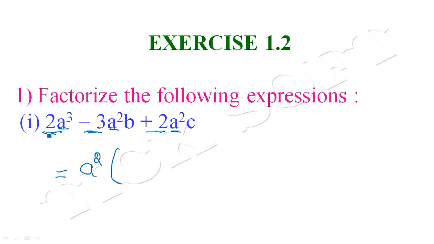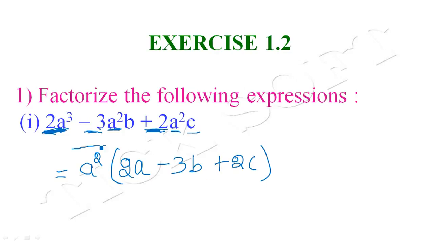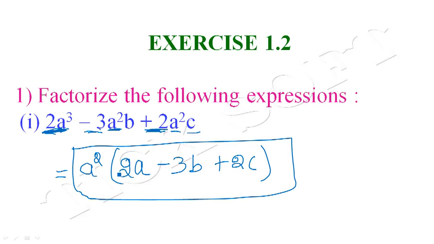If we take out a square, then what will be the remainder in the first term? It will be equal to 2a, because we didn't take any coefficient as the common factor, so we can write the coefficient as it is. Here we have a cube, but we had taken out a square, so the remainder will be only a to the power 1. So hence we get 2a minus 3. We have taken out this a square, so no need to write it down. So minus 3 into b will be the remainder here, and here the remainder will be plus 2 into c, that is plus 2c. Therefore the required answer is a square into 2a minus 3b plus 2c.